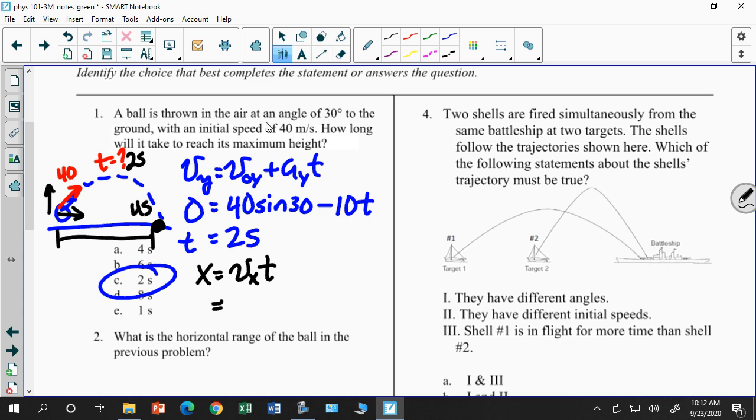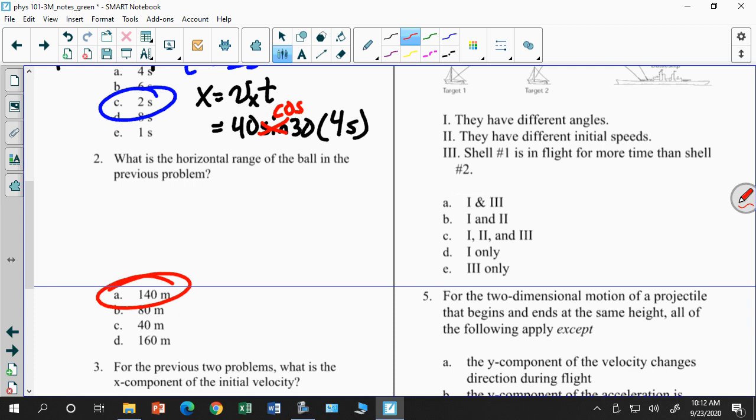So it'll be Vx, which is going to be 40 sine of 30, plus, oh wait, no, I'm sorry, times t, which is 4 seconds. So it's 160 sine 30. Yeah, you're right. Thank you. I'll fix it. I get 140. So this should be cosine, and that's equal to 140 meters.